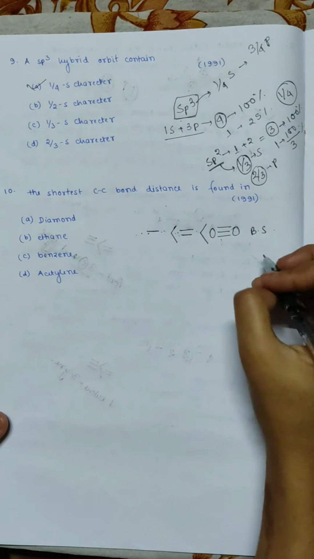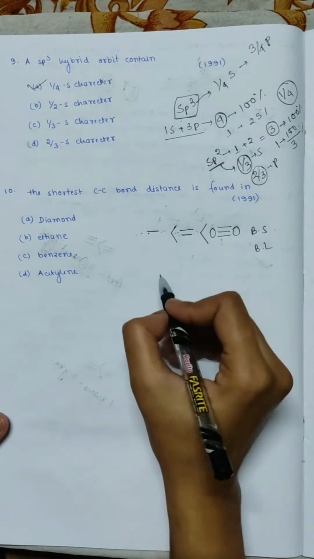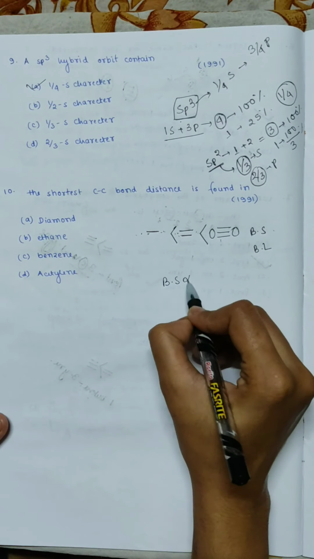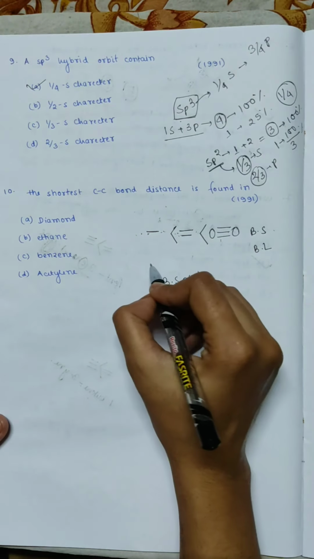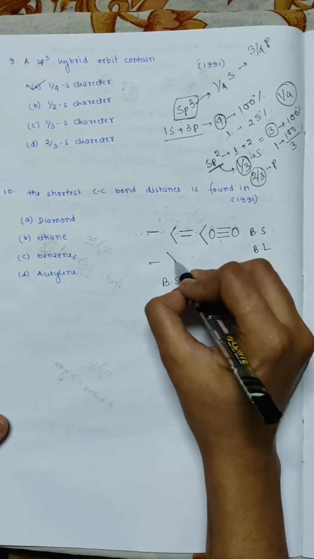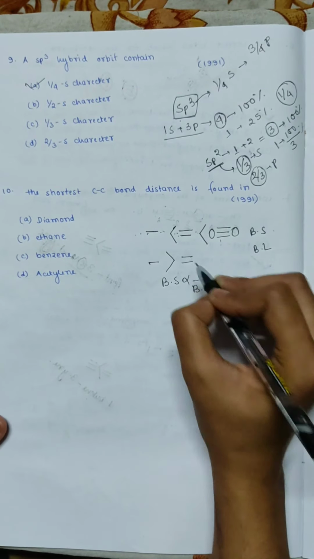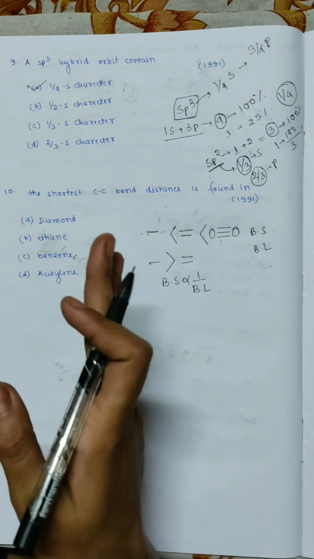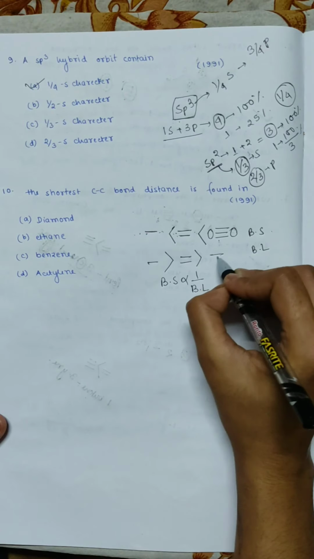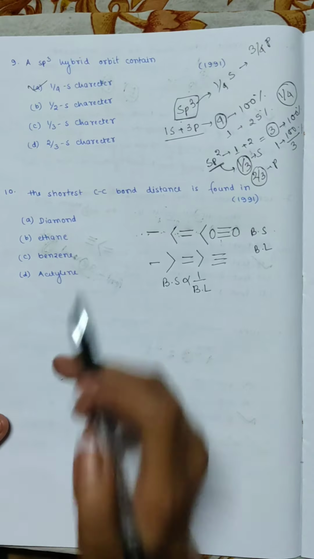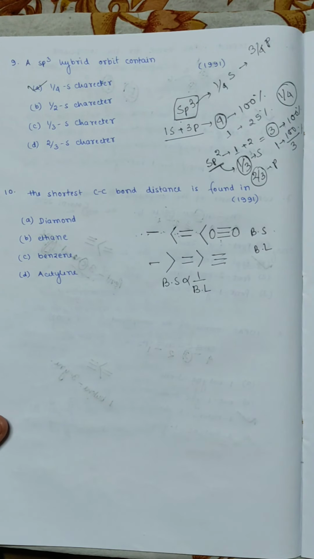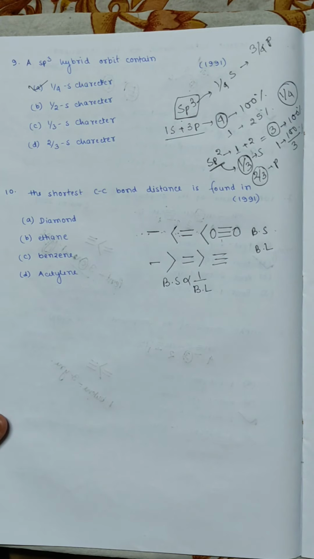The next is bond length. Now bond strength and bond length are inversely proportional. So that's why single bond will have the largest bond length, double bond will have less bond length than single bond, and at last triple bond will have the smallest bond length. Now among these 4 options, we have to see which one has a single bond, double bond or triple bond, and thus we can assign which one has the shortest C-C bond distance.